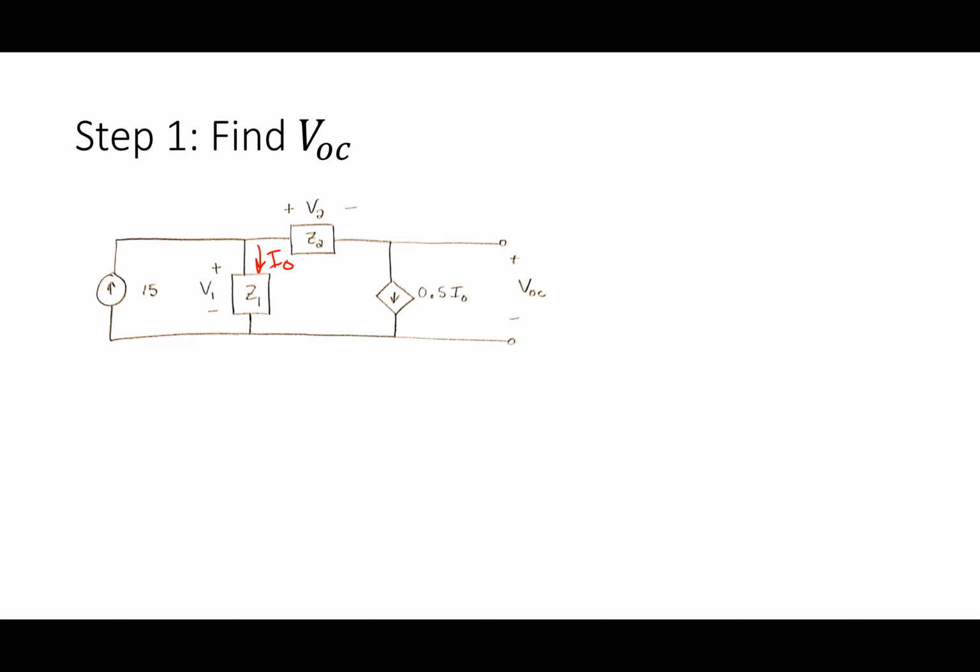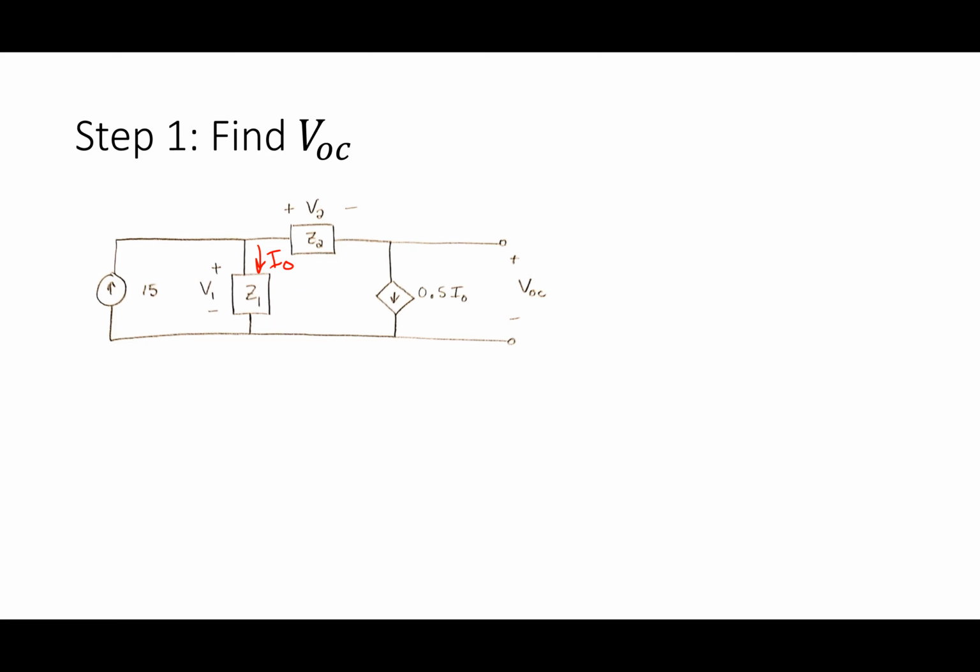I don't have a current divider per se. I kind of do, right? The 15 divides between two branches, but I have a current source in one of those branches. So it's not a current divider in the normal sense where I just have straight impedances. So what should I do? Use mesh or nodal analysis. You know I naught, because I naught equals I source. I source, you're saying, is 15? And I know I source equals I naught plus V2 over Z2.